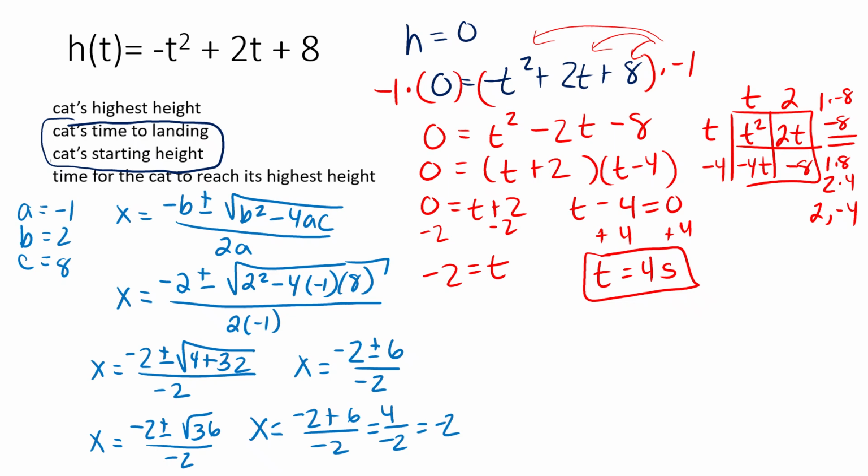Or we have x, and I'm using an x there instead of a t. That's okay for you guys. -2 minus 6 over -2, which is -8 over -2, which is the 4. And you can really see there why we prefer factoring. Factoring was just a lot less messy, but it does involve remembering how to factor.